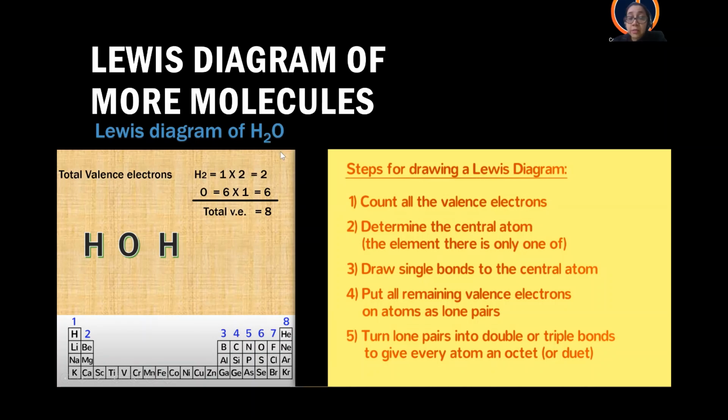Why? It is because it is smaller in number. So we have written like this. And third step is draw single bonds to the central atom. So we have drawn already the single bond from the central atom, right? Now, fourth step is put all the remaining valence electrons on atoms as lone pairs.